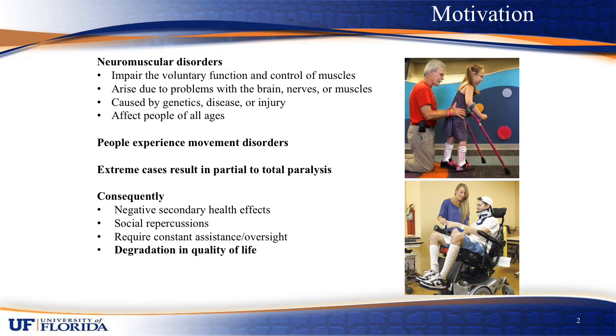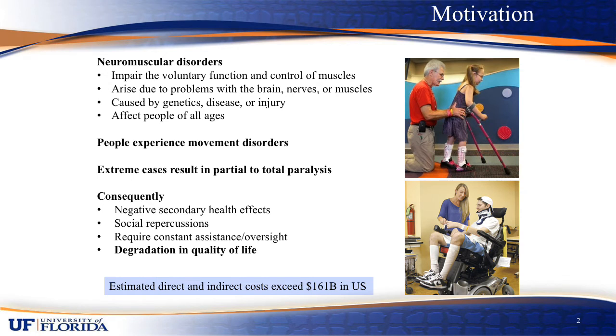As a consequence, there are negative secondary health effects, for example, a sedentary lifestyle. There may be social repercussions, and some even require constant assistance or oversight. Overall, there's a degradation in the quality of life. In the United States alone, there are estimated direct and indirect costs that exceed $161 billion a year.